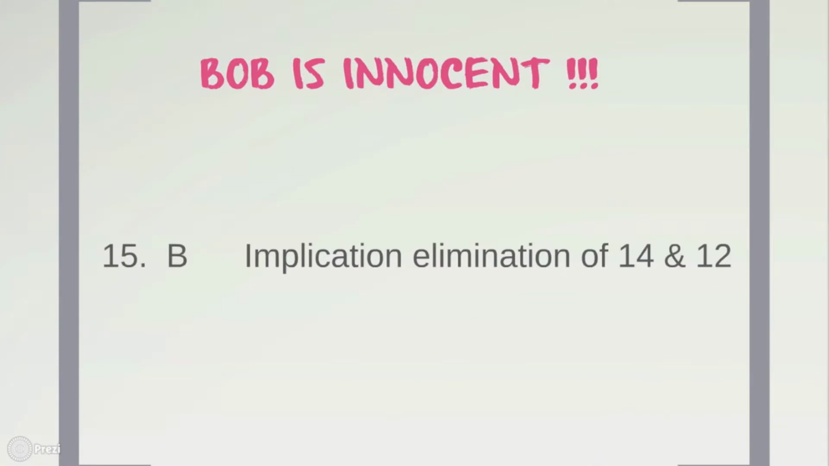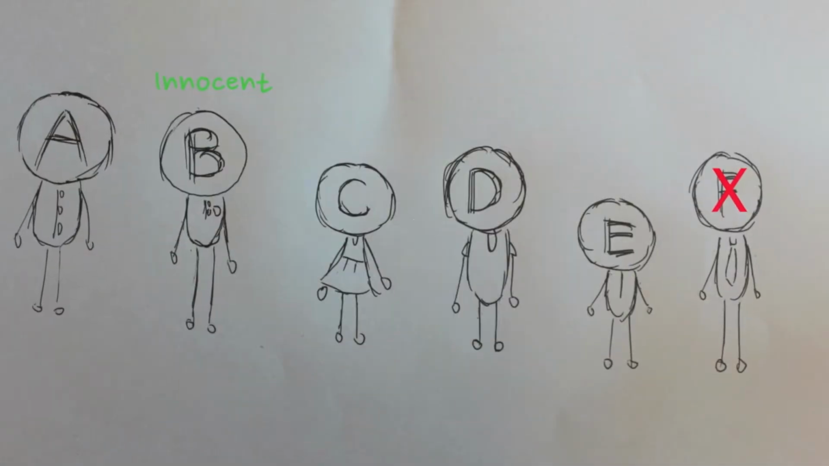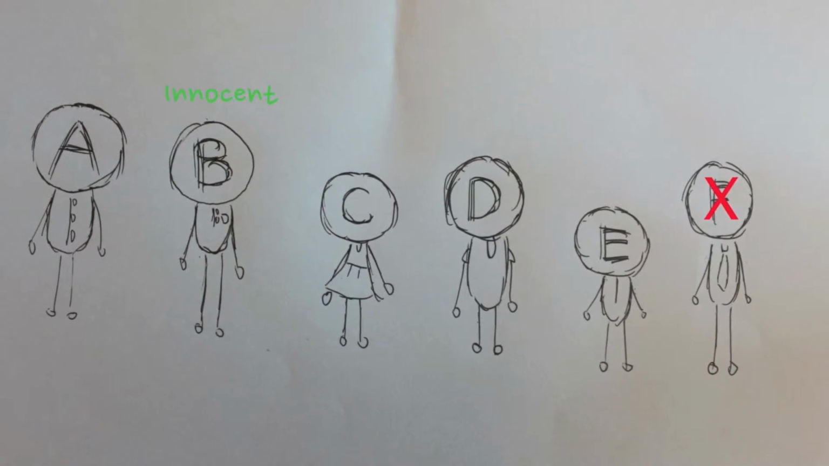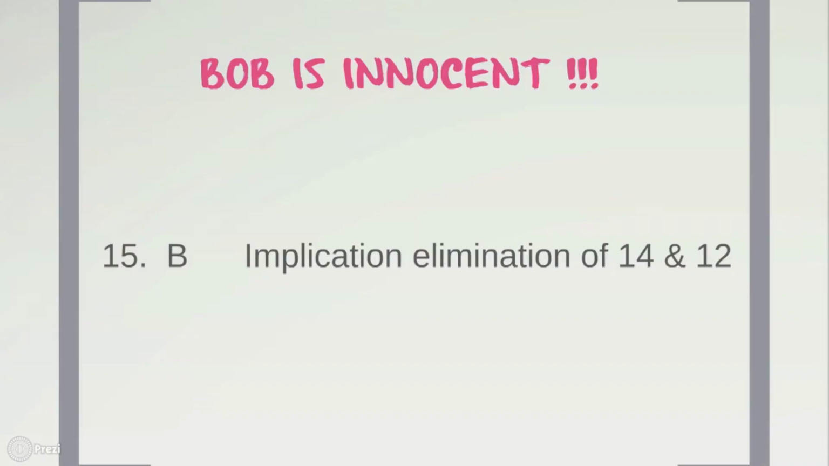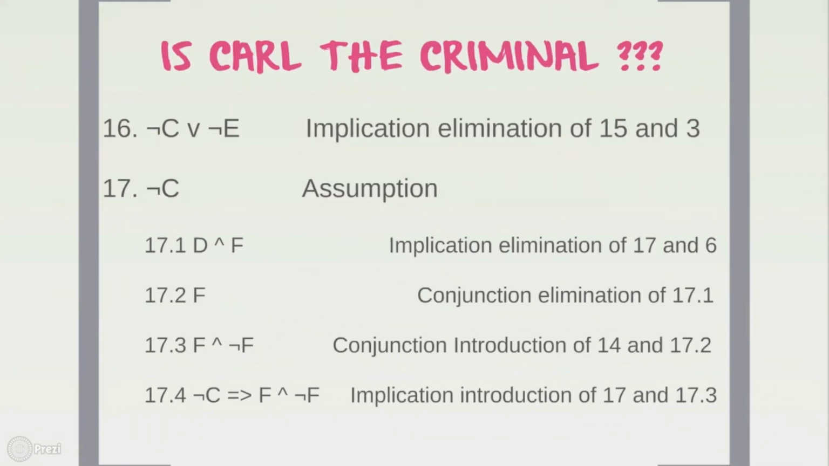From the previous fact that not F and not F implies B, we can logically deduce that B. So we have B is innocent. This together with not B implies C and E, we can deduce that not C or not E.